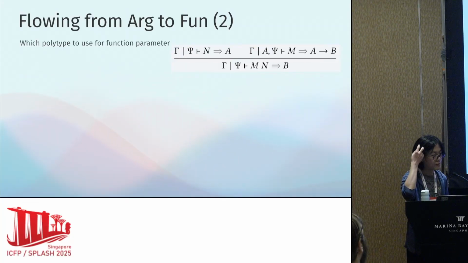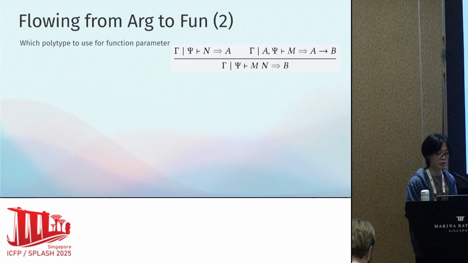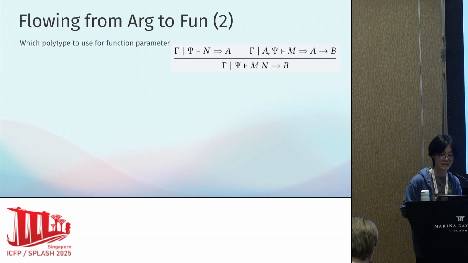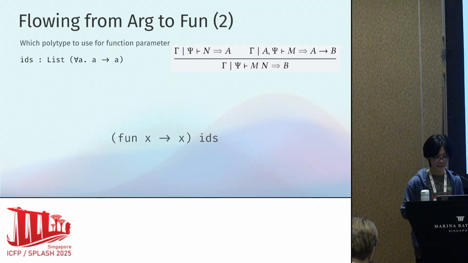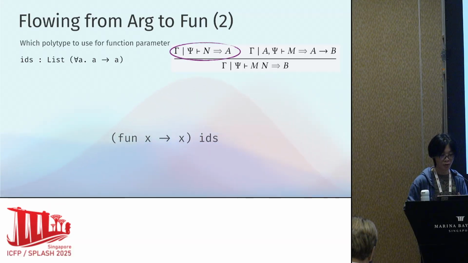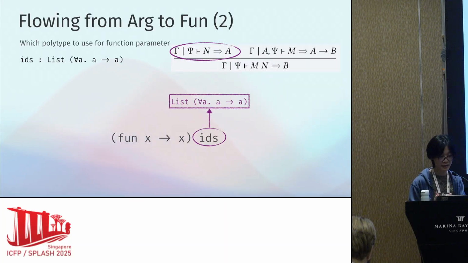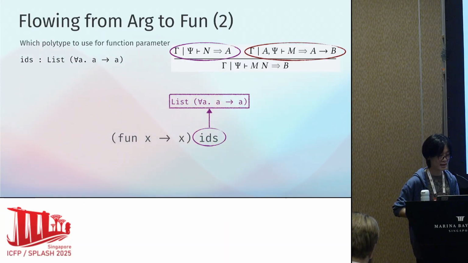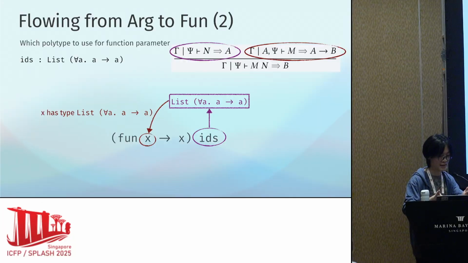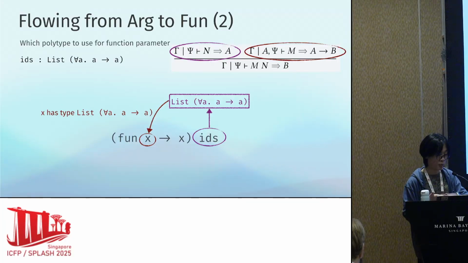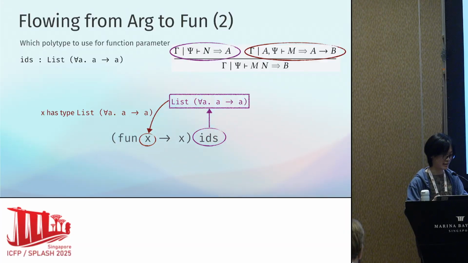And as another example, this direction of information flow also tells us which type to use for a function parameter. So we have IDS again, and we first infer the type of the argument, which is the type of IDS. And this information is propagated to the function, which is just an anonymous function from x to x. And we know that its argument should have type list of for a dot a to a, which is exactly the type of the parameter x.